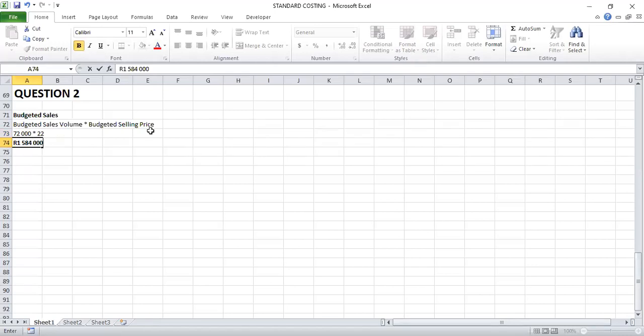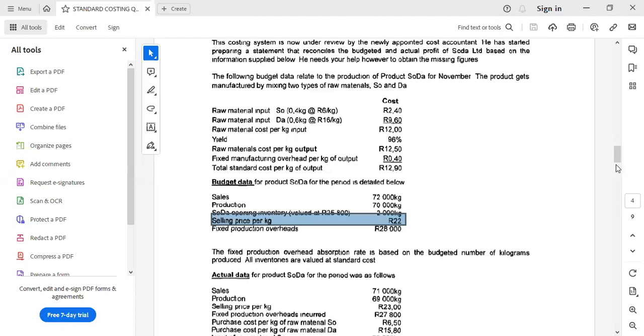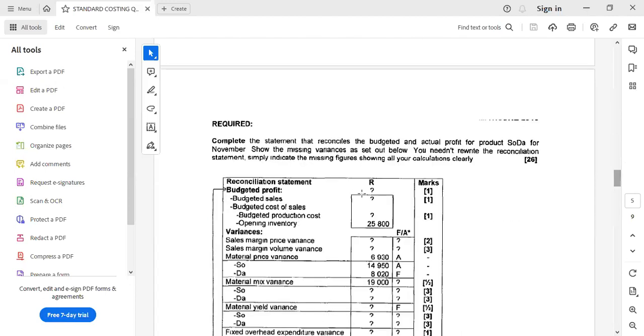I want you to see something here. I started from the budgeted sales because this box tells me that this budgeted profit is coming from that box. So there's no way that I can start with the budgeted profit without getting the budgeted sales and the budgeted cost of sales. So that's the reason why I've started from the budgeted sales. So when we get these things, then we can go back and calculate this one.